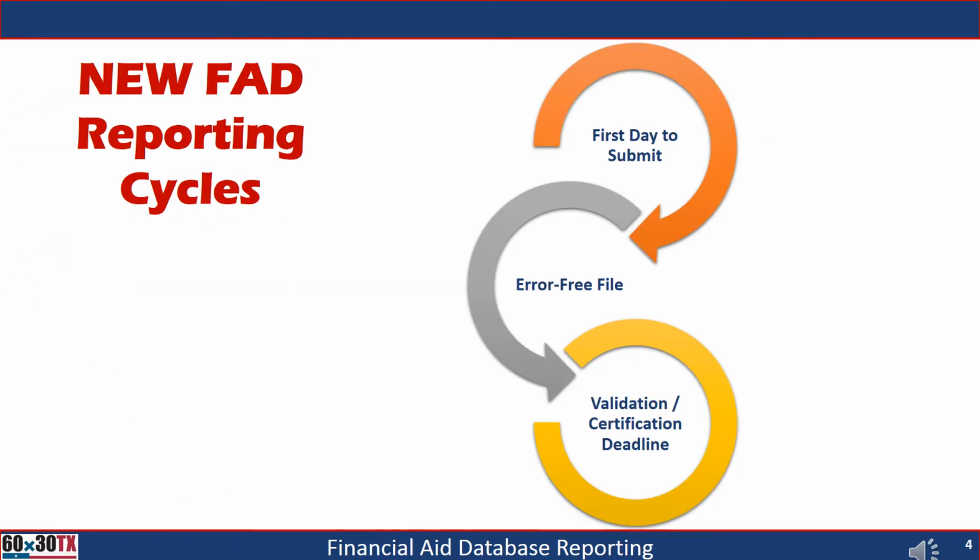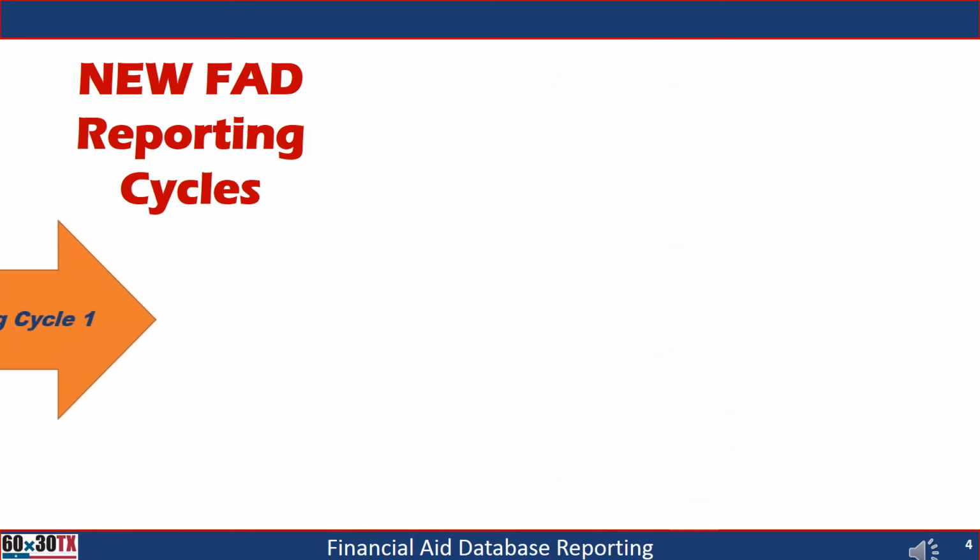Each reporting cycle has 3 parts. The first date is when institutions can begin submitting files. The second part is when institutions are required to have their file error-free. And the final is the deadline date when data needs to be either validated or certified. All reporting cycles allow institutions a month to reconcile program totals.